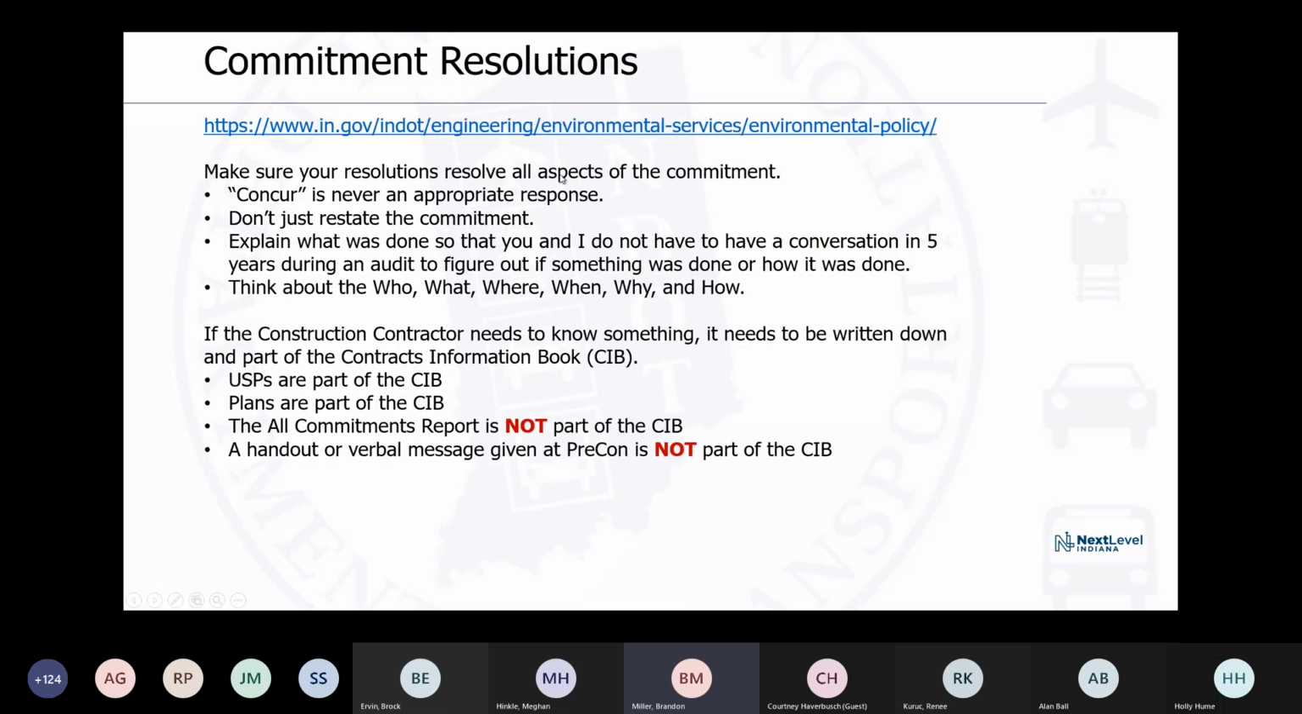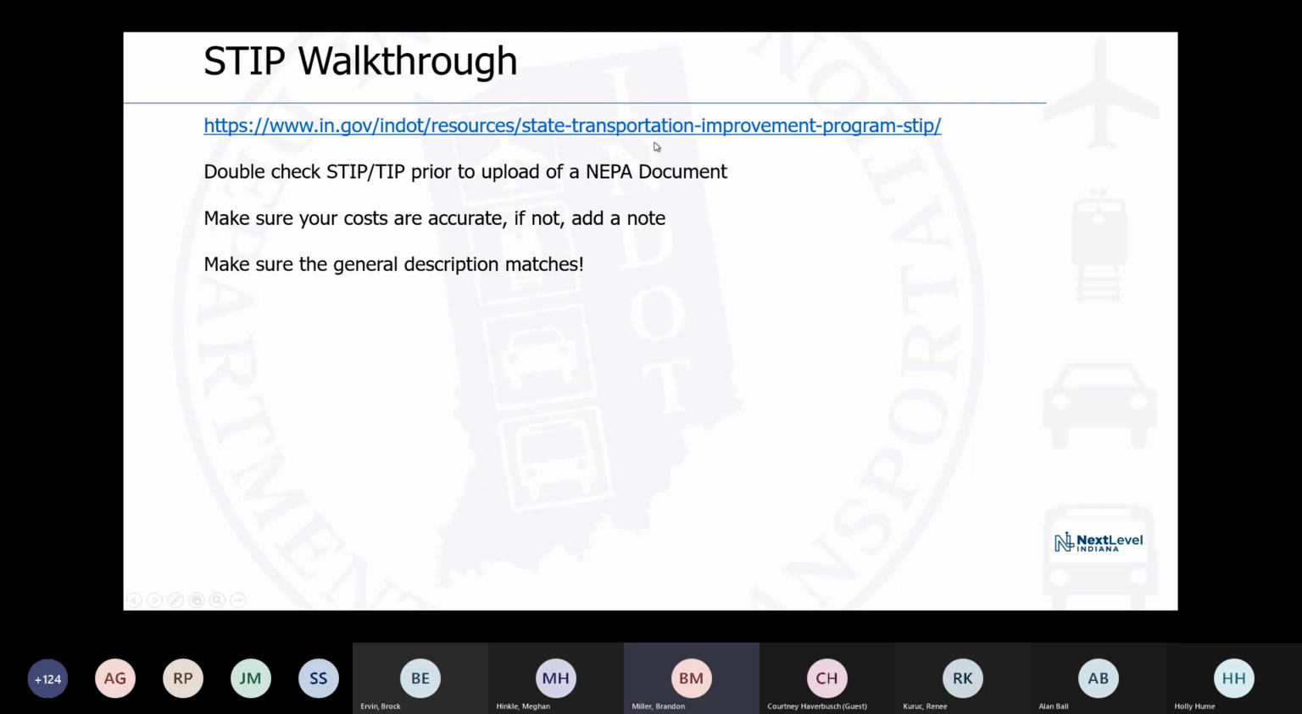So going back to the presentation, double check your STIP and TIP prior to upload, because we will be checking it. We don't like to send things back because of it. Even if you go to public involvement and you resubmit it, do a quick check of the TIP STIP. Sometimes it will be updated with more information because of funding concerns. The other thing is make sure your costs are accurate. If not, add a note to the NEPA document about the INDOT PM working to make certain that the costs are accurate in the STIP prior to RFC, and make certain that the description matches. If your project description in the STIP says that it's a rehab and you're doing a replacement, you have a potential major issue.